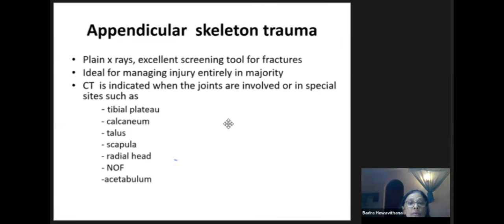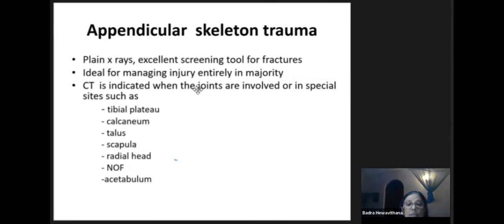When you look at the appendicular skeleton, plain X-rays, I made this statement before, are an excellent screening tool for fractures. Even the Ayurvedic doctors ask for this X-ray, so they also know how to read these things. This is one of the non-replaceable indications for plain X-rays. Ideal for managing injury entirely in the majority, that is good enough.